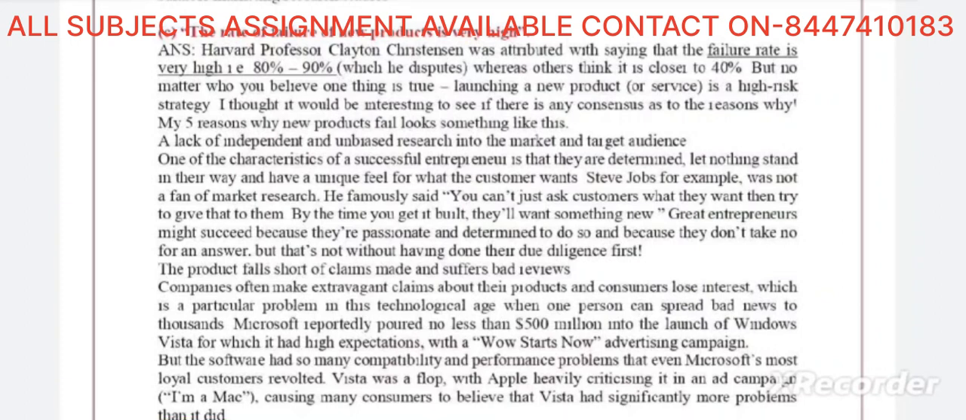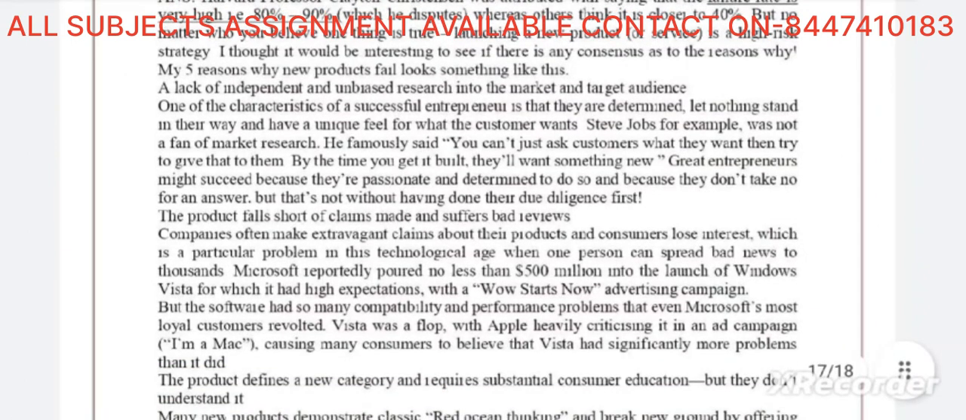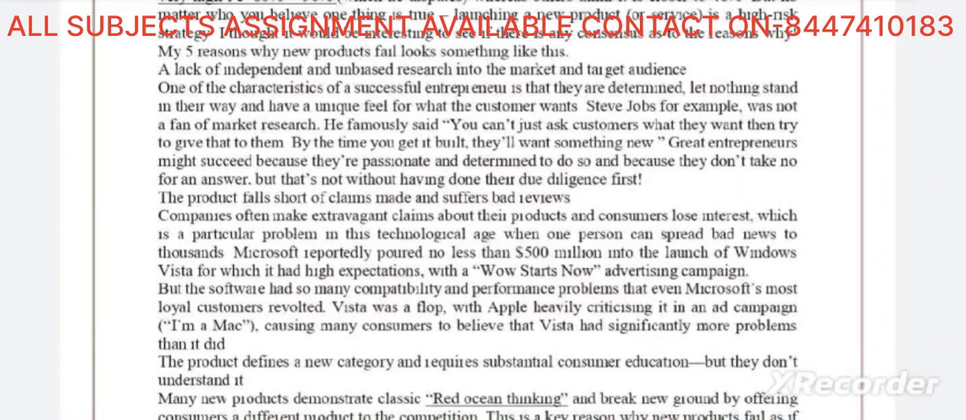My five reasons why new products fail look something like this. A lack of independent and unbiased research into the market and target audience. One of the characteristics of a successful entrepreneur is that they are determined, let nothing stand in their way, and have a unique feel for what the customer wants. Steve Jobs, for example, was not a fan of market research. He famously said, "You can't just ask customers what they want and then try to give that to them. By the time you get it built, they will want something new."